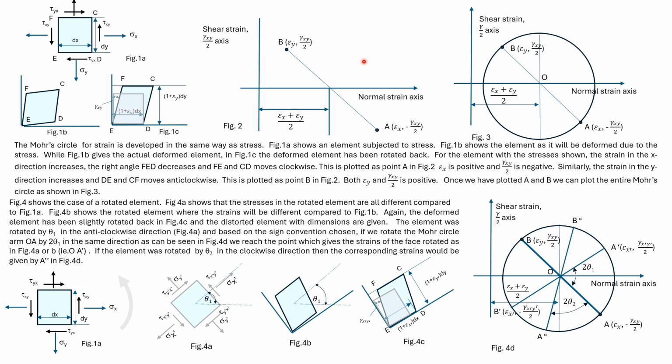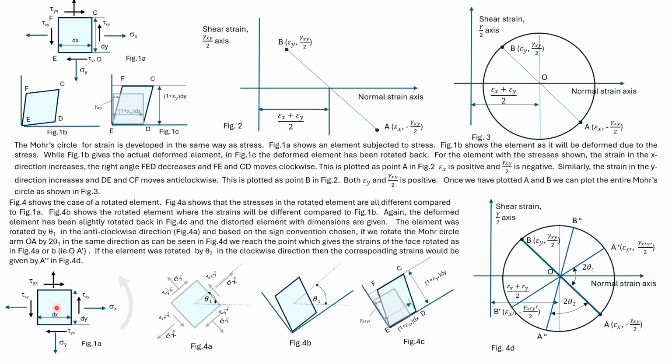This means that the sum of the normal strains on opposite sides of the diameter will always be equal. This is again similar to the plane stress case. So here epsilon max plus epsilon min is equal to epsilon x plus epsilon y. Here in figure 3, we have plotted A, B and formed the whole Mohr's circle. We have considered this as the initial stressed element.